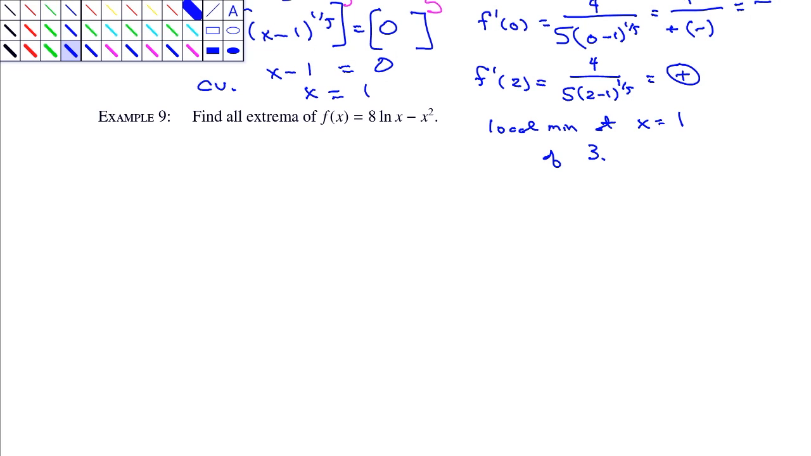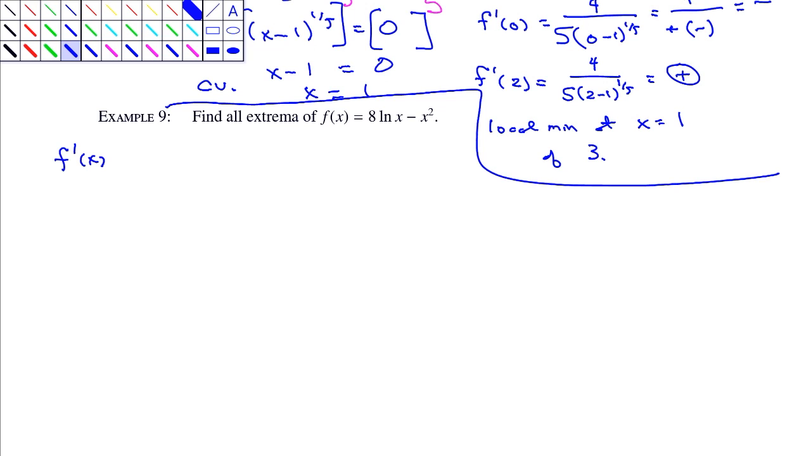Example 9, find all extrema of f of x equals 8 natural log of x minus x squared. So we find the derivative. The derivative of 8 natural log of x is 8 over x. The derivative of x squared is 2x. We need to find where this derivative is equal to 0 and where it is undefined. So we will set it equal to 0.